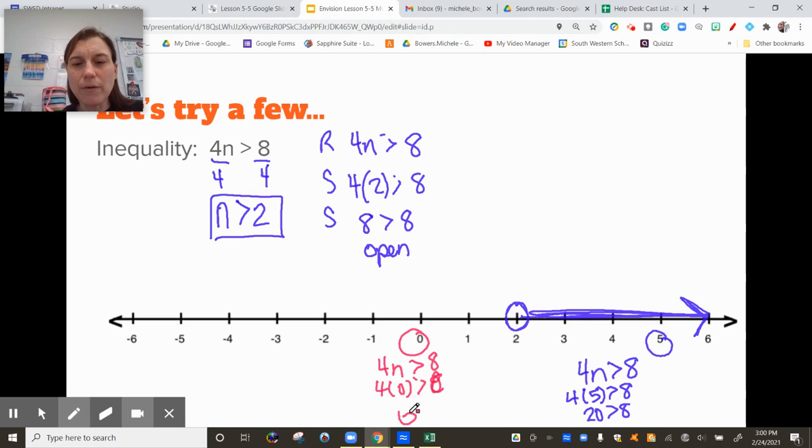So 0 is not greater than 8. That's not true. So that means over here are not solutions. Like 1 times 4 is 4, not greater than 8. Negative 1 times 4 is negative 4. That's not greater than 8. So these over here are not greater than 8. So that's why the solution goes that way. So it appears that when we solved it just like a regular equation this time and divided, we actually end up with the correct solution, even though last time we didn't.